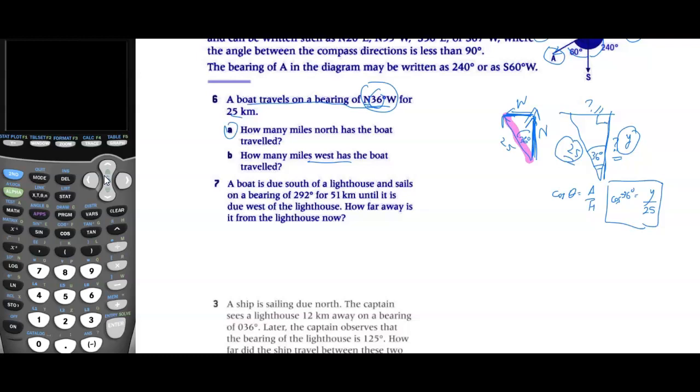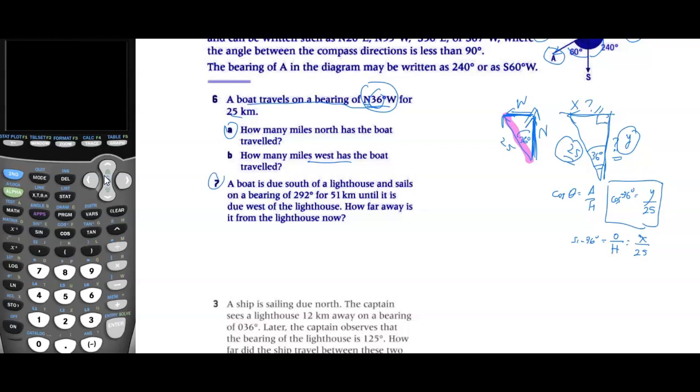The answer to B you would find similarly, because this direction here is the opposite. So we would say sine of 36 degrees is equal to the opposite over the hypotenuse. We would put the opposite as x and the hypotenuse 25, and we could solve for x the same way we've been doing on the last page too. So that was number 6.